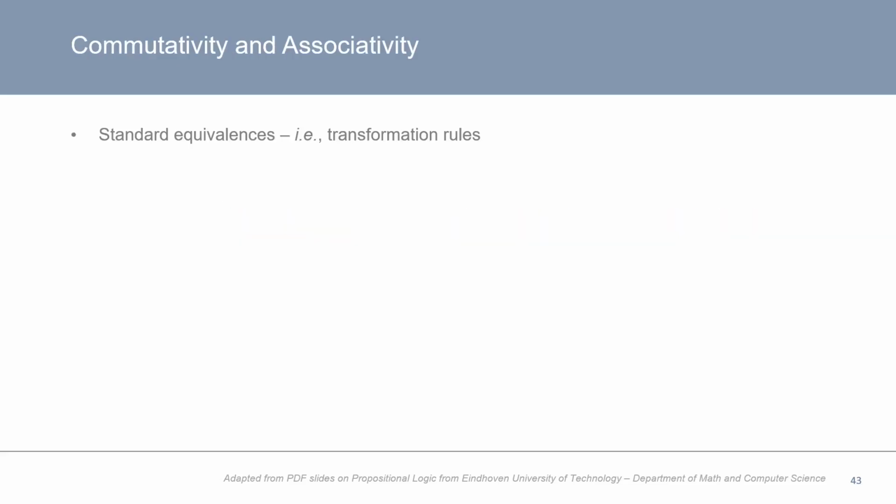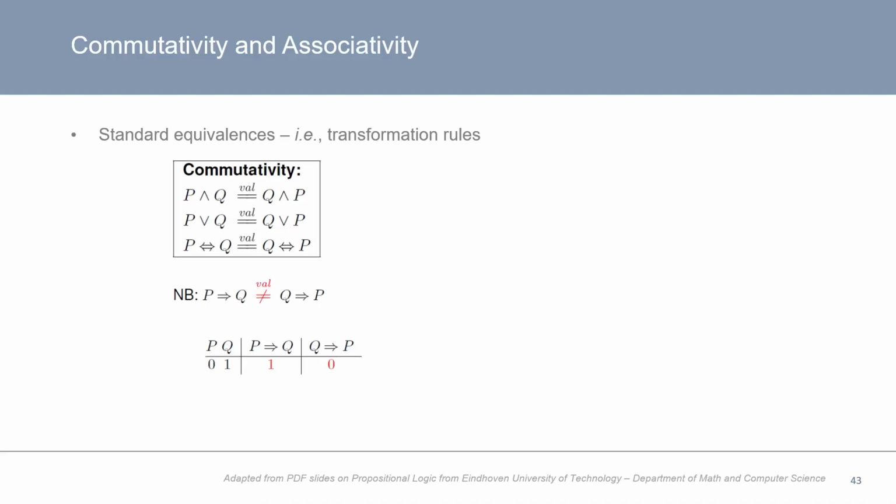For the rest of this section of the lecture, we will examine a number of standard equivalences. You can think of these as transformation rules, much like you'd use in algebra or calculus to transform and/or manipulate equations to make them easier to work with or to create proofs. The first one we'll look at is commutativity, which includes the following. P and Q is equivalent to Q and P. P or Q is equivalent to Q or P. And P biconditional Q is equivalent to Q biconditional P.